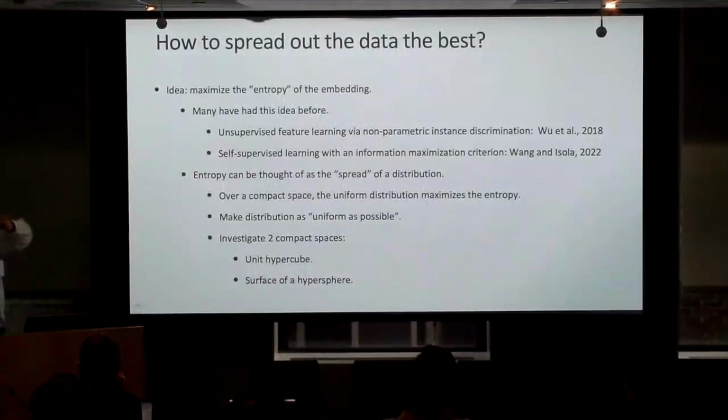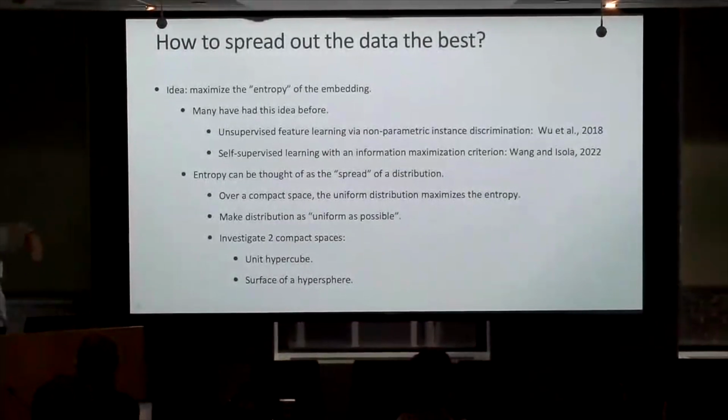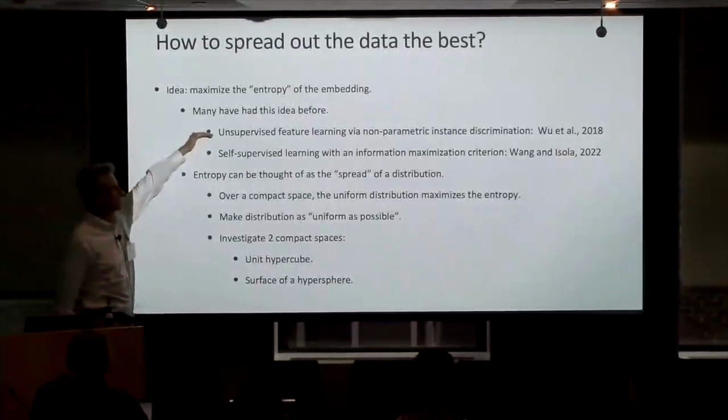For example, in this 2018 paper, one of the first SSL methods by Wu and Stella Yu, they were trying to actually minimize the likelihood function, but you can shift it around a little bit, and it's basically maximizing entropy. The problem with this was it was computationally and statistically intractable.